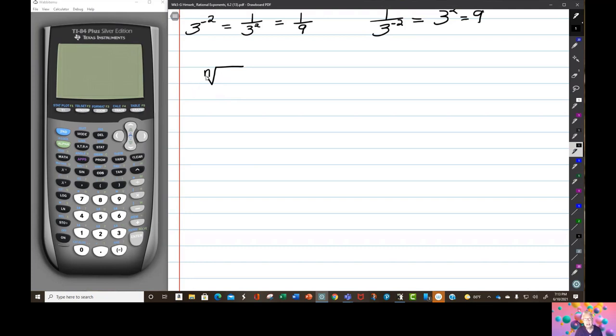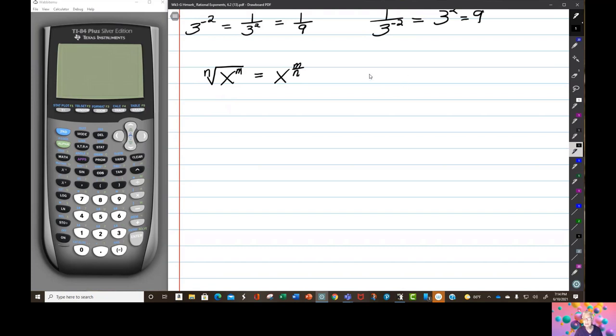Anyway, suppose we take the nth root of a base that's raised to a power. There's another way to write this. X to the M over N. Two different ways to write the same thing. You should be getting used to that now. Math is full of different ways to write the same thing.